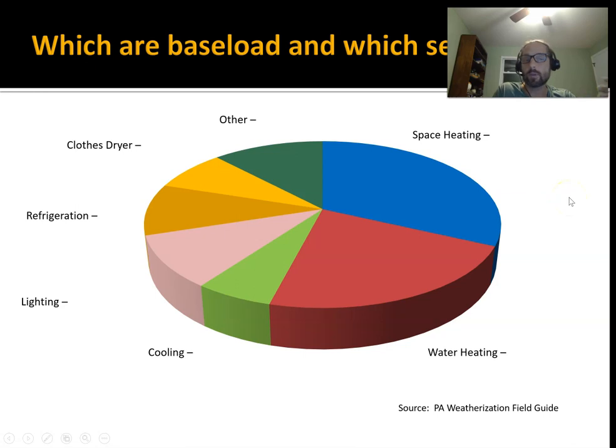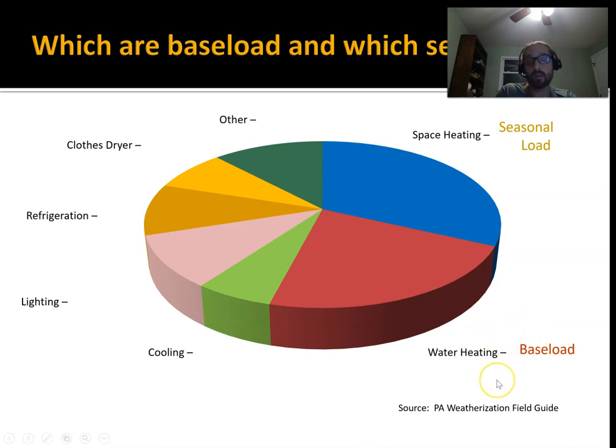So feel free to press pause and think about which of these would be base loads and which of these would be seasonal loads. We're going to start with space heating and work our way around. Space heating, by definition, is my seasonal load, right? Because it changes depending on the time of year, and it's going to peak in the cold part of the year, the heating season. Water heating, now be careful here. This is base load, okay? Because we use hot water year round, showers, cooking, whatever.